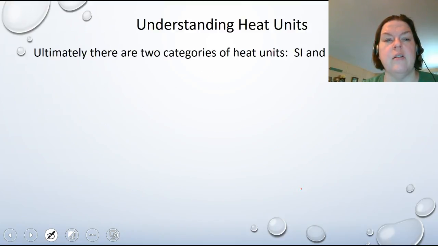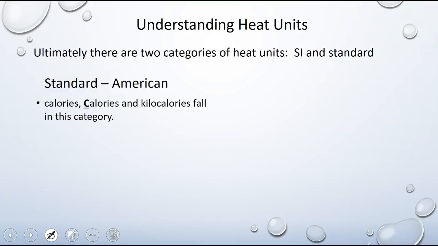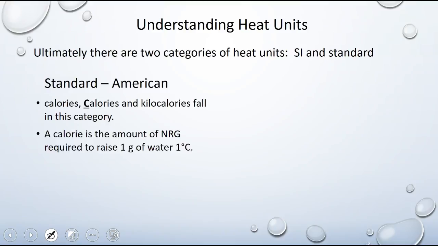So understanding heat units. Ultimately, there are two categories: SI and standard. We're going to talk about the standard first. Standard are the American ones, the ones that we use here in this country. We have calories, little c calories, and big C calories. Notice I underlined the C. That's because we use those when we're measuring our food. And kilocalories, they all fall into this category.